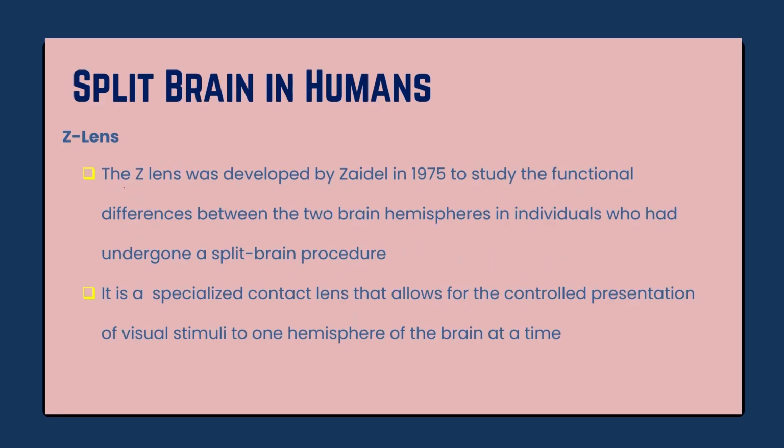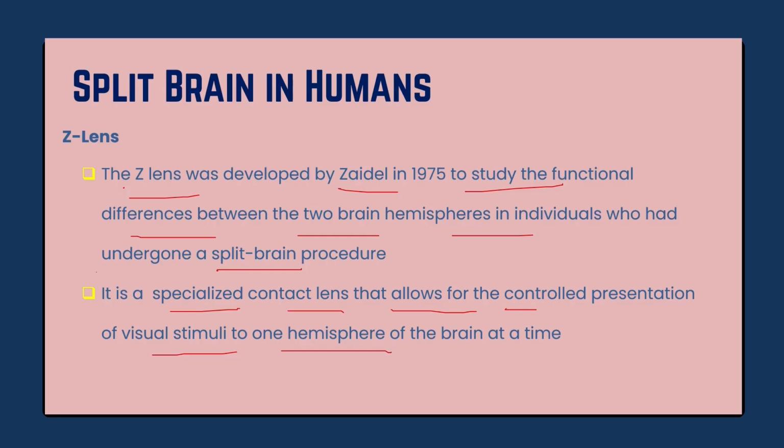While Sperry was busy studying split brain, one of his team members called Zaidel developed something called the Z-lens. And why? To study the functional differences between the two brain hemispheres in individuals who had undergone a split brain procedure. And the Z-lens helped Sperry a lot to study split brain in humans. What is the Z-lens? It is a specialized contact lens that allows for the controlled presentation of visual stimuli to one hemisphere of the brain at a time.